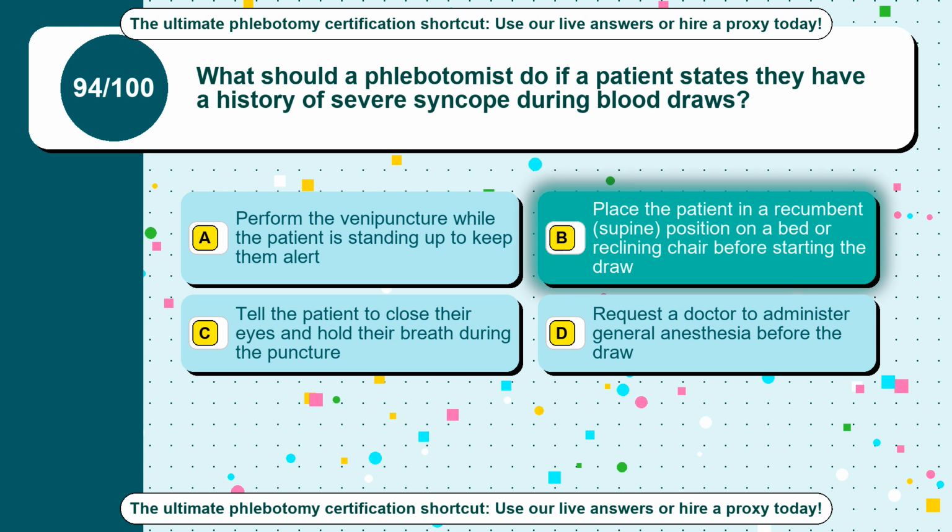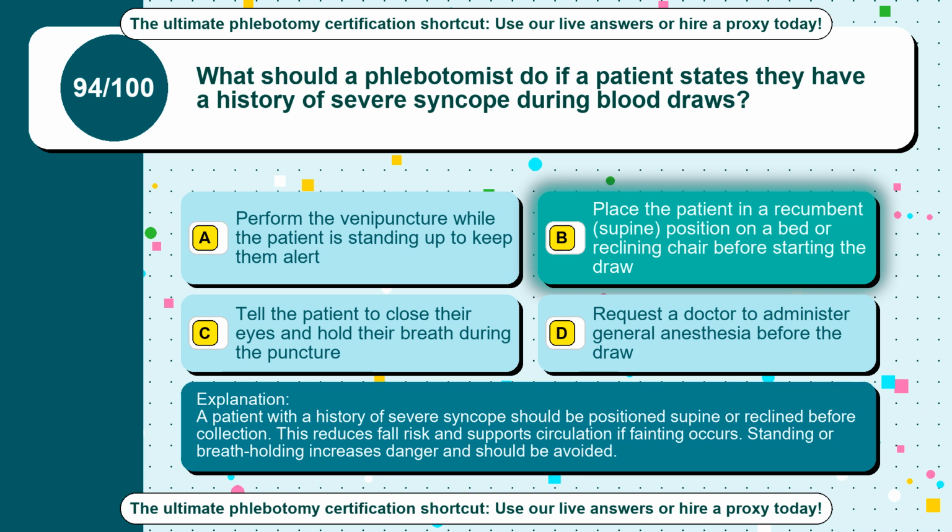The correct answer is option B, place the patient in a recumbent, supine, position on a bed or reclining chair before starting the draw. A patient with a history of severe syncope should be positioned supine or reclined before collection. This reduces fall risk and supports circulation if fainting occurs. Standing or breath holding increases danger and should be avoided.